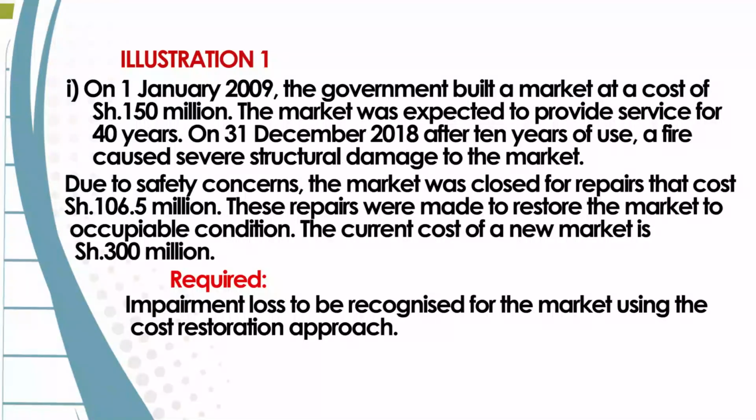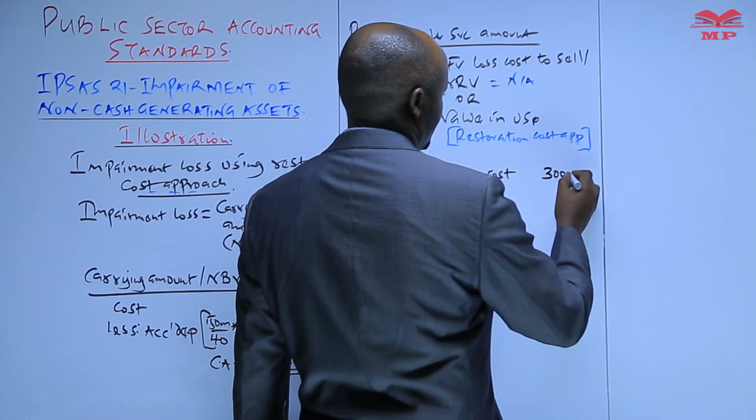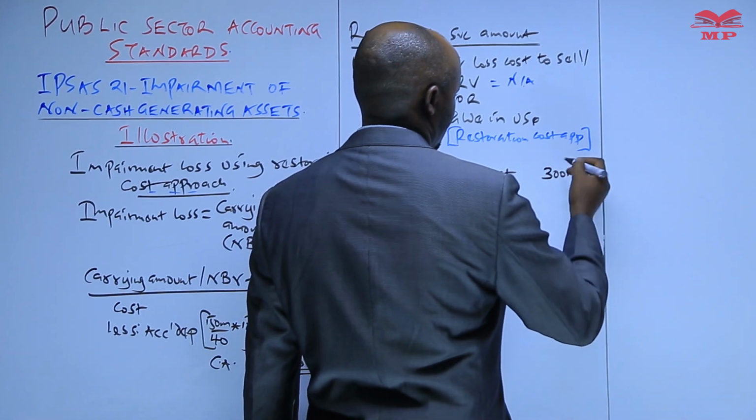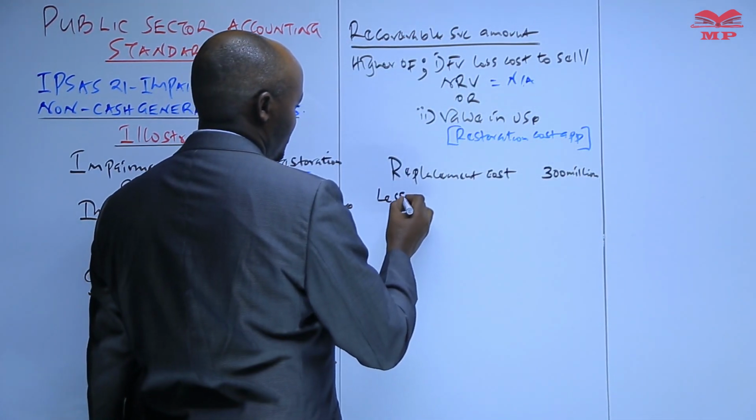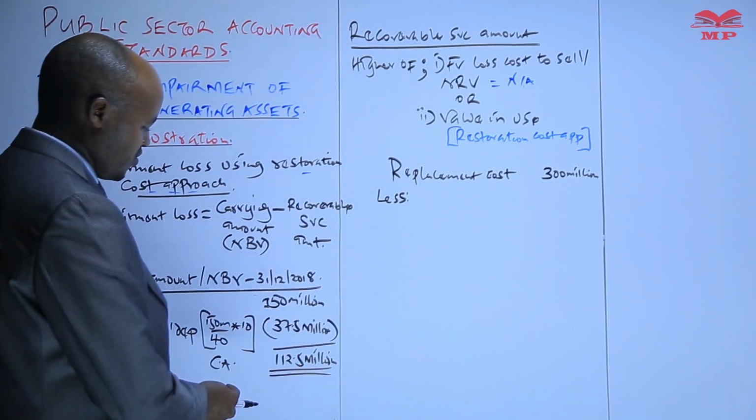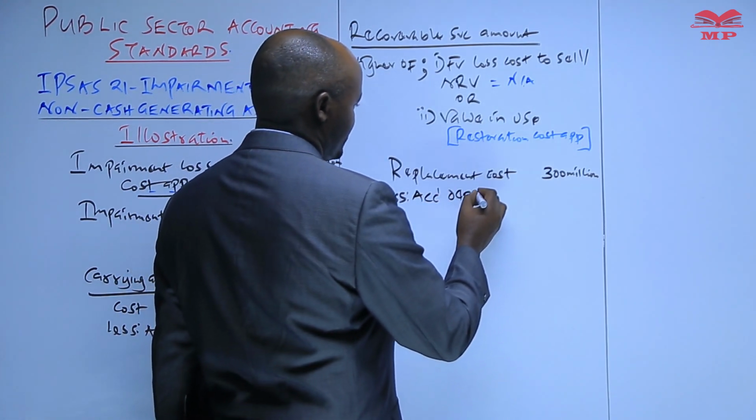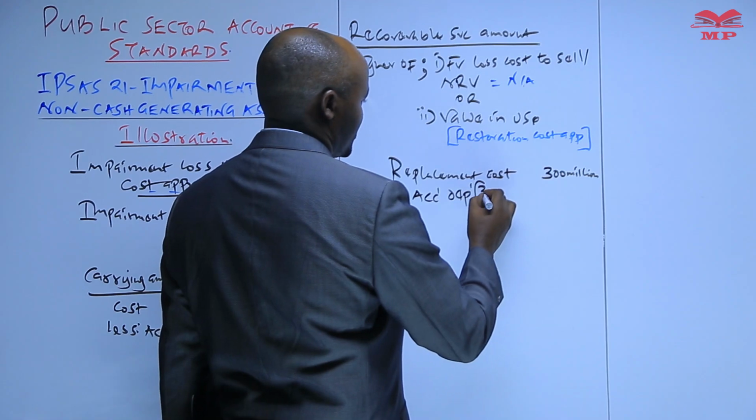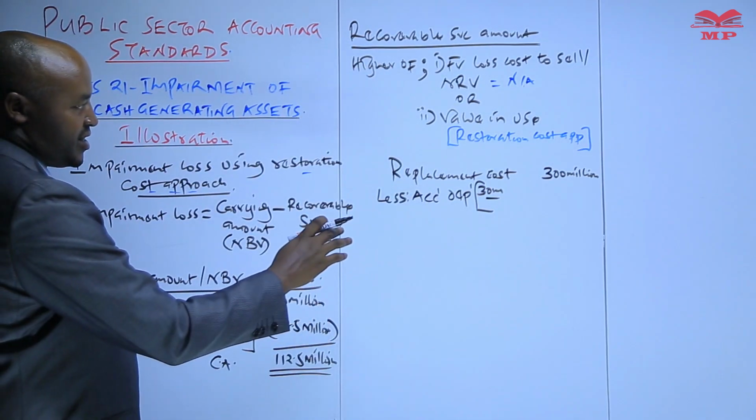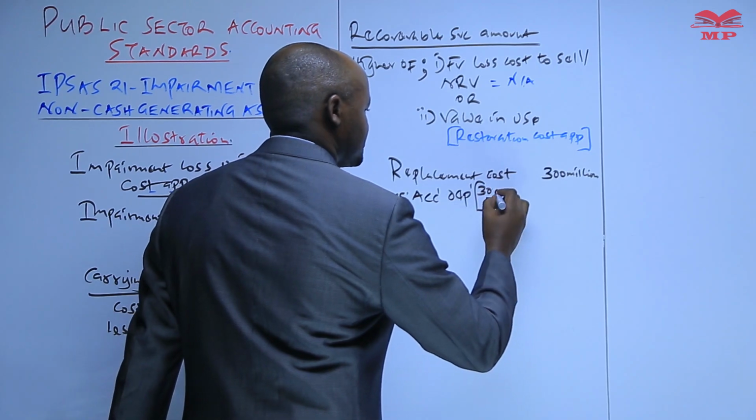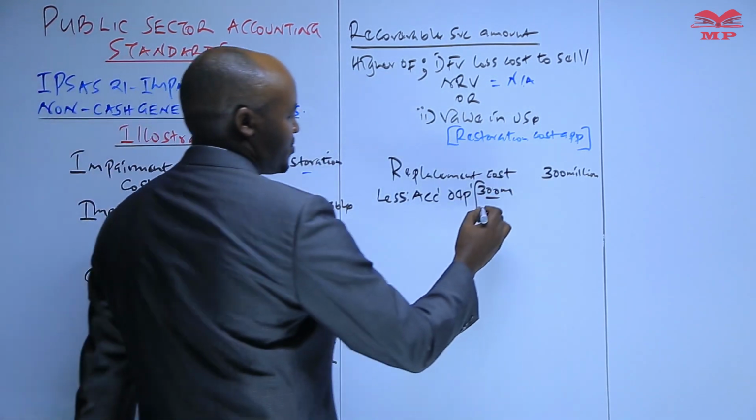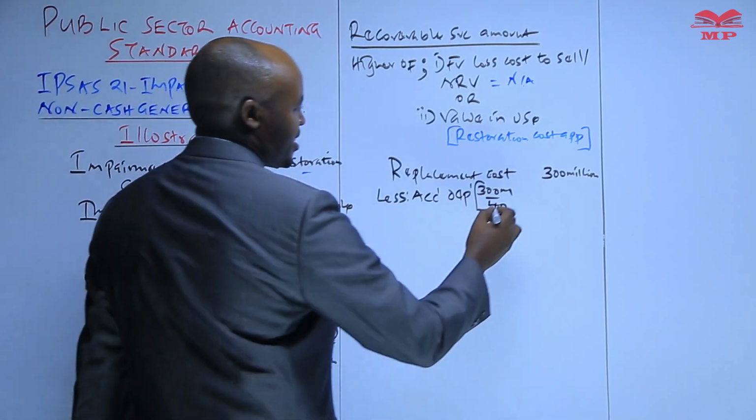And I think in the last sentence of this question, we are told the current cost of a new market is 300 million. So if the government wants to construct a similar market currently, that will cost the government 300 million, meaning that this is the replacement cost. Then we depreciate this replacement cost for the equivalent duration. So to this replacement cost, we less accumulated depreciation. We depreciate 300 million for an equivalent duration, meaning we divide that by 40, just like what you have done here, times 10.